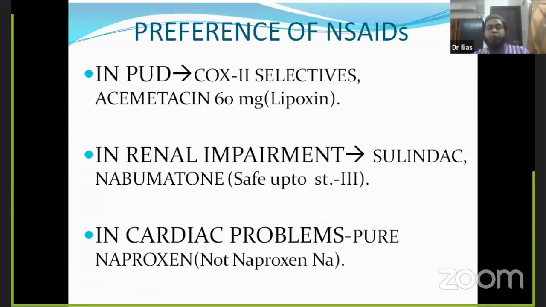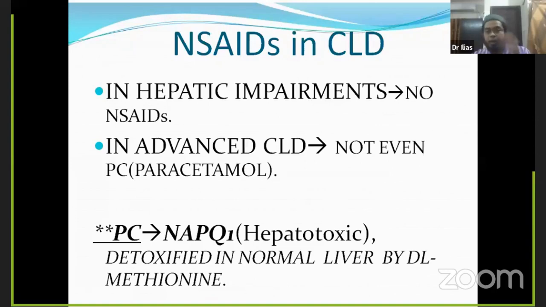Okay, I am going to the next slide. Another very important thing is NSAIDs in CLD, that is chronic liver disease.